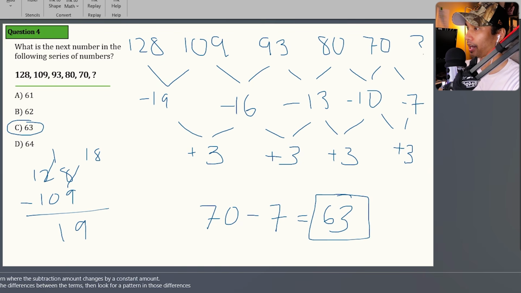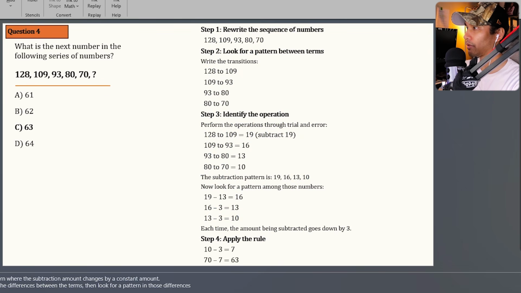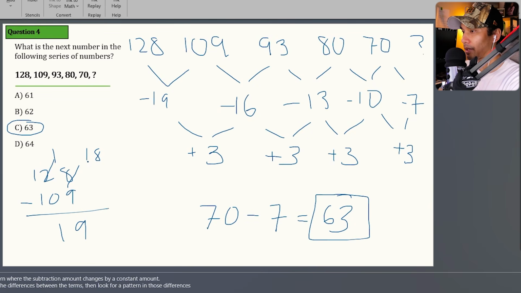Perfect. I believe I got this. So rewrite the sequence of numbers just like we did. We look for the pattern between the terms. Okay, I made this hard because the first term is going to throw you off because it's hard to do this kind of math. 128 over 109. I'm not going to front. Like, I do exactly what I just did. Okay, I write it down, I complete the operation, and then I move on. I don't do it all in my head. Okay, you're going to do some operations like, I know that there's going to be this on the test.